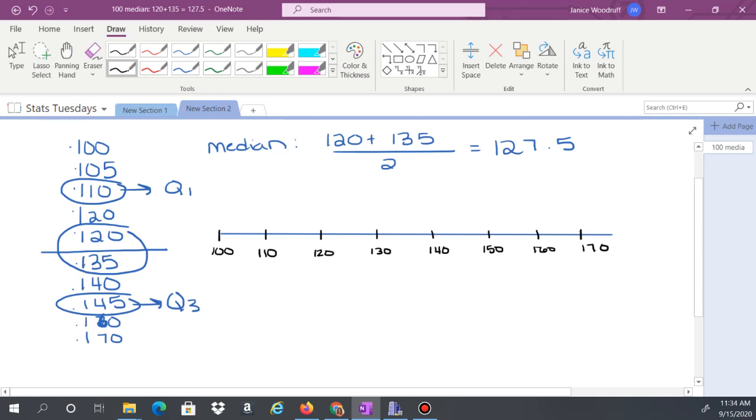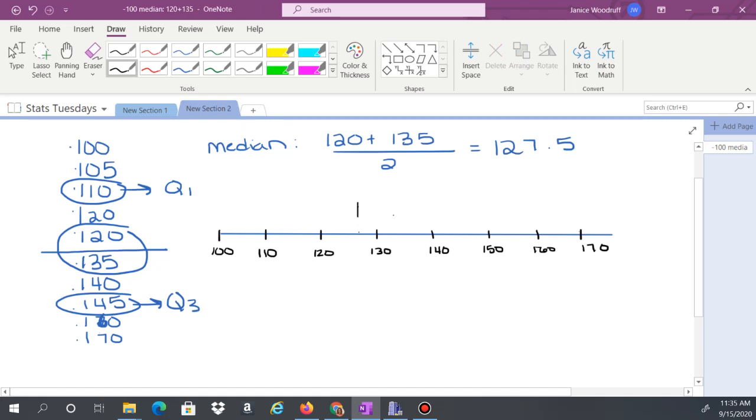The middle, if I look here between 100 and 170, that'd be 135. If I did 100 plus 170, so that's not right in the middle, but I'm doing the median. So the median is not the same as the mean. So that's 127. So that's going to be about maybe right here.